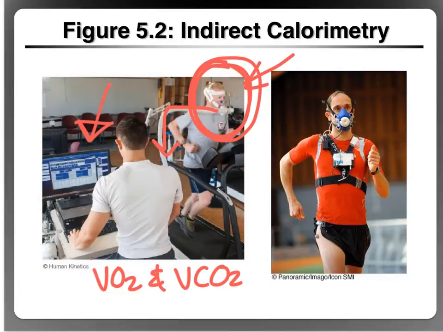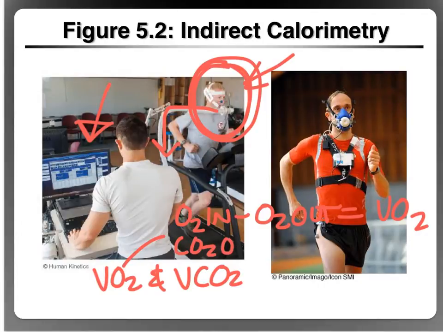So remember, VO2, oxygen use, can be calculated as how much oxygen goes in minus how much oxygen goes out, which is going to give us how much oxygen actually got used. And then VCO2 is the reverse. We can measure how much CO2 he's exhaling, and we subtract how much CO2 he took in, and that's going to tell us how much CO2 he produced.